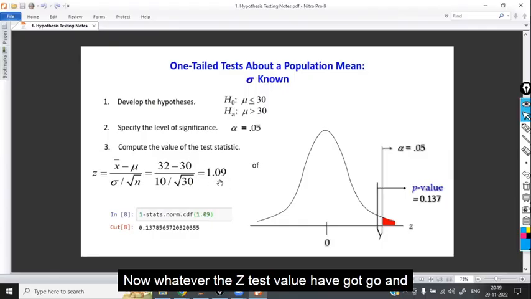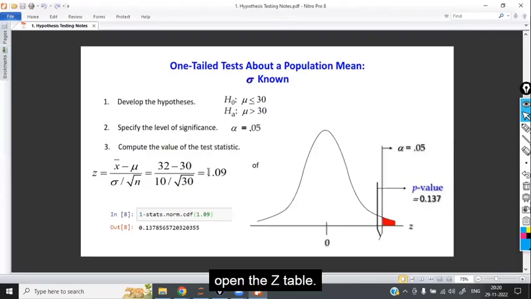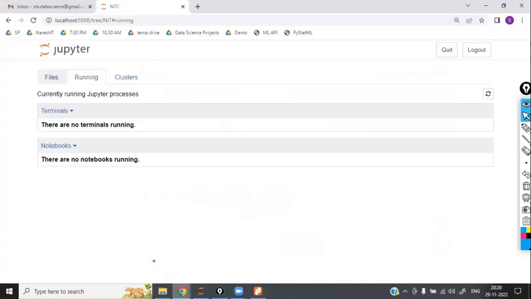Now, whatever Z test value you have got, go and open the Z table. Open the Z table.